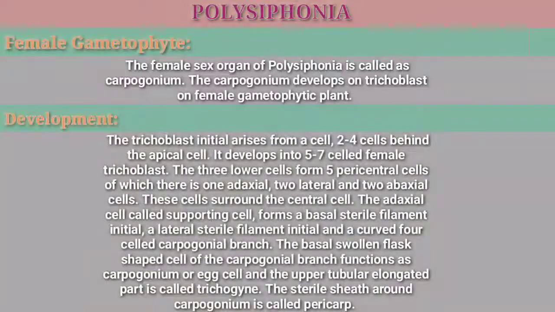The 3 lower cells form 5 pericentral cells, of which there is 1 adaxial, 2 lateral and 2 abaxial cells. These cells surround the central cell. The adaxial cell, called the supporting cell, forms a basal sterile filament initial, a lateral sterile filament initial and a curved 4-celled carpogonial branch. The basal swollen flask-shaped cell of the carpogonial branch functions as the carpogonium or egg cell, and the upper tubular elongated part is called the trichogyne. The sterile sheath around the carpogonium is called the pericarp.